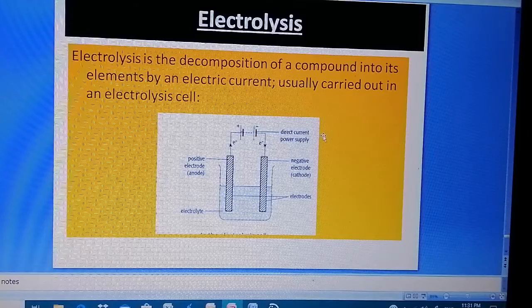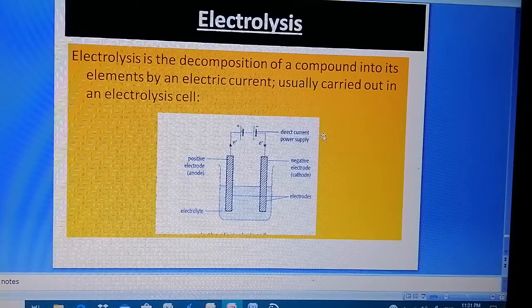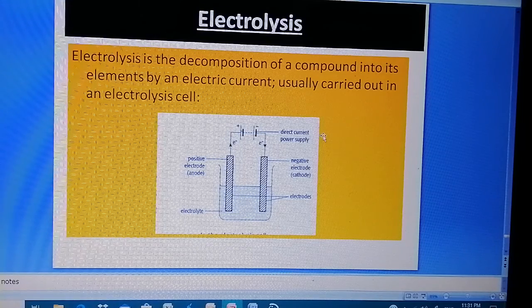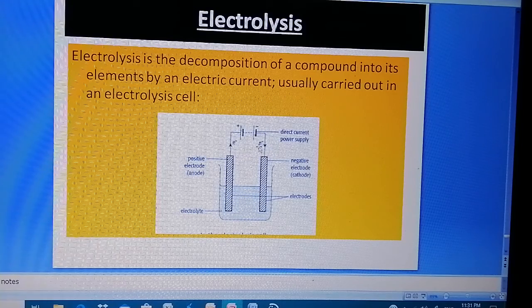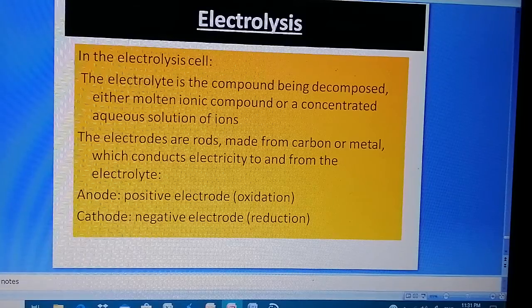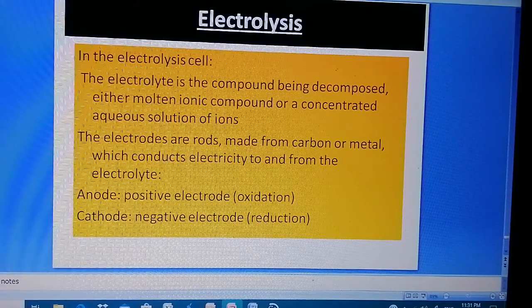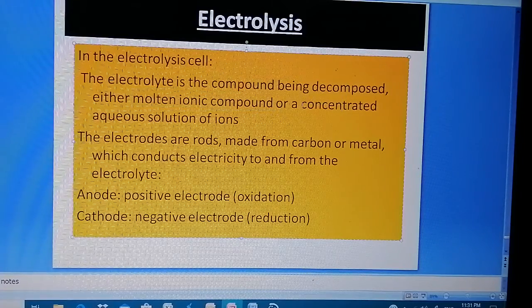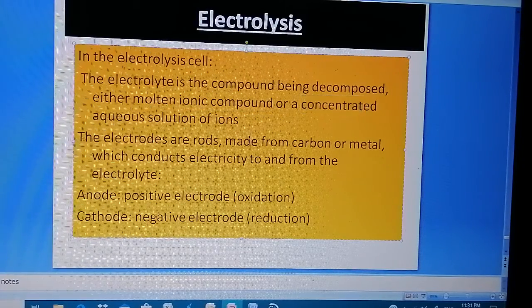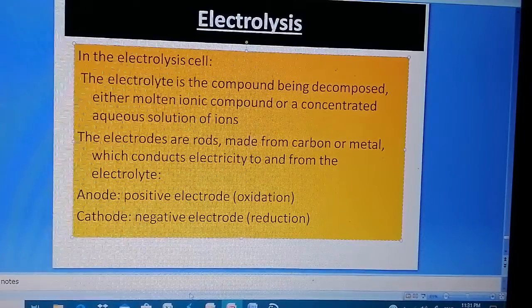What are the requirements for an electrolysis? You require an electrolyte, a positive electrode, the anode, and a negative electrode, the cathode, and the direct power supply. Usually we use as electrolyte a molten ionic compound or concentrated aqueous solutions. The electrodes are rods made of inert metals which conduct electricity to and fro from the electrolyte.